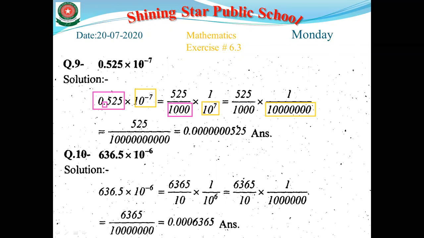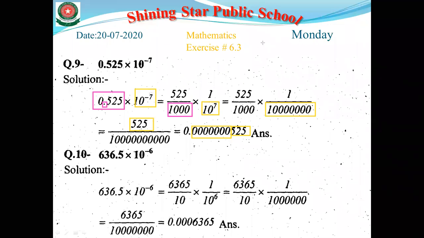But in the numerator, we only have 3 digits. So we know that total is 10 zeros, means after the point we have 10 digits. 3 digits are 5, 2, 5. So the remaining is 7 digits. So that's why we write here 7 zeros: 1, 2, 3, 4, 5, 6, 7. These are the 7 zeros. And after 7 zeros, we write 5, 2, 5. Totally 10 digits, because in the denominator we have 10 zeros. So we have to write after the point 10 digits.